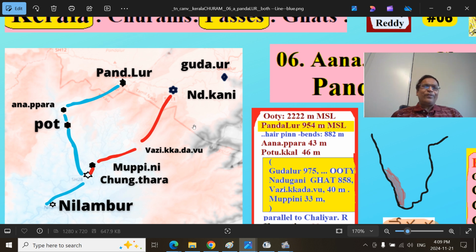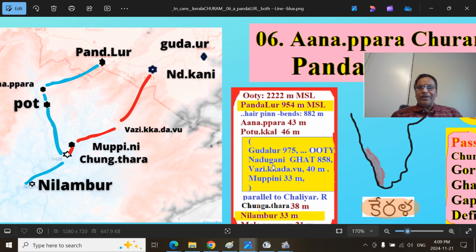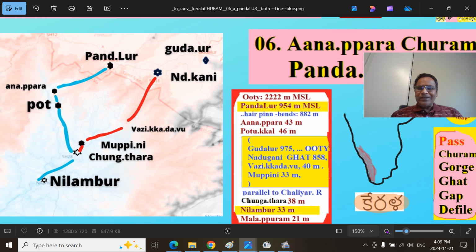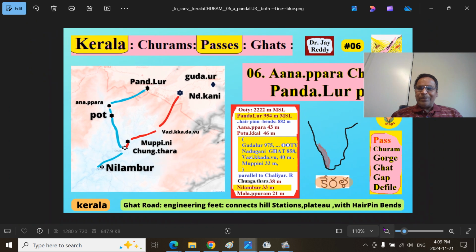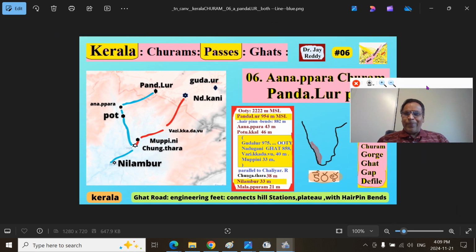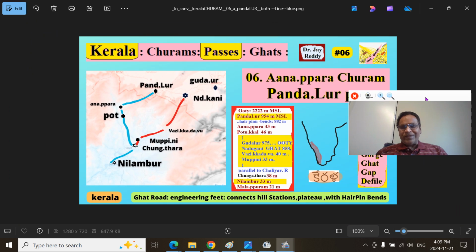Of course, from Pandalur we can go to Devala, to Nadukani, and eventually to Gudalur, Udagamandalam, Ooty will be somewhere here. That's a different story. That is the pass or churam that connects the Nilambur basin, that is the Chaliar basin, or upper Baipur river basin in the Malabar district, to Tamil Nadu region, upland regions, that is the churam.